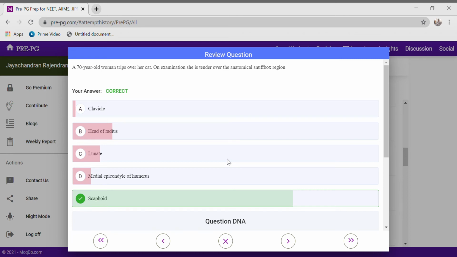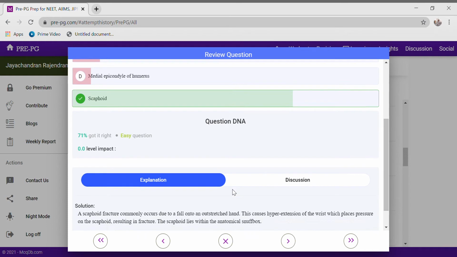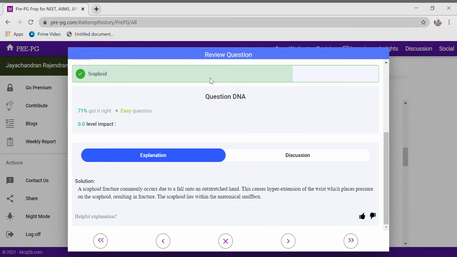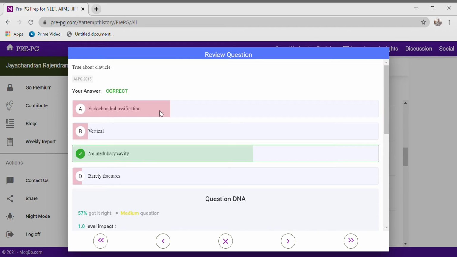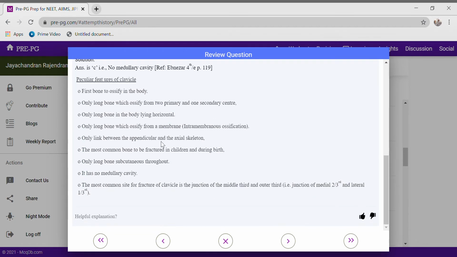So in this video, we'll see about the ossification present in the upper limb related questions. This is the anatomical snuff box. The anatomical snuff box has only one bone, which is the scaphoid bone. So you have to relate this to the scaphoid bone, which is present in the anatomical snuff box. Next, we have the clavicle. So let us learn some features about the clavicle.